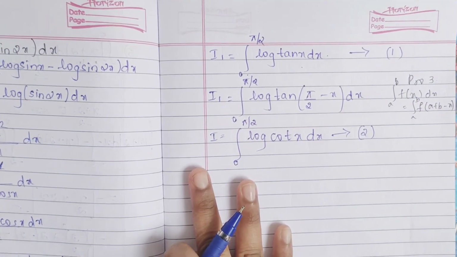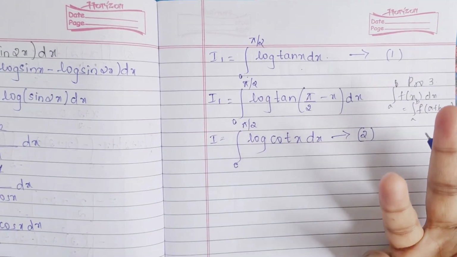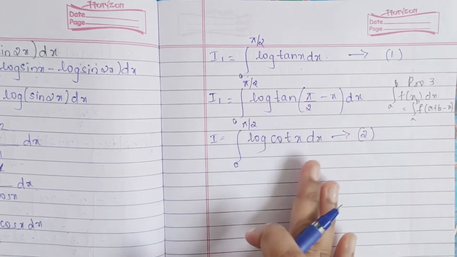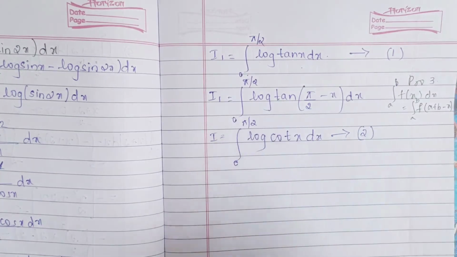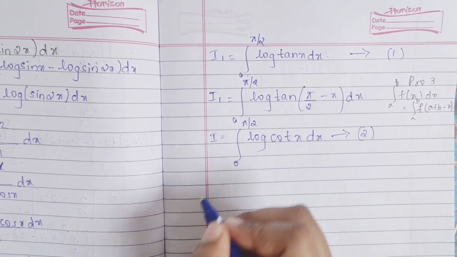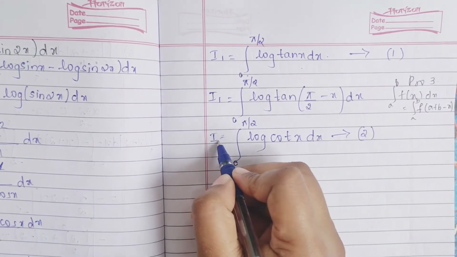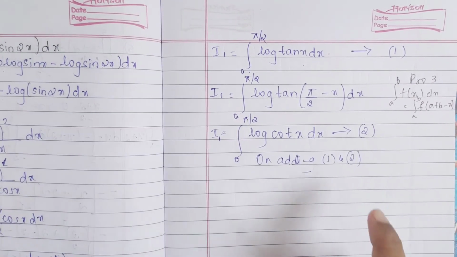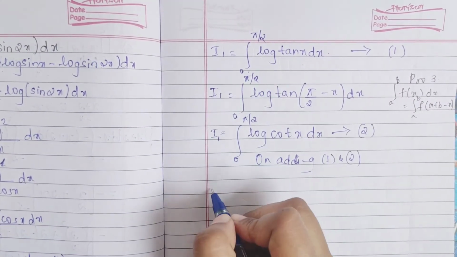It's not necessary that there should be a denominator. If a denominator is there, we cut it off. But even if there is no denominator, you should see whether adding both gives us any benefit or not. So adding equation 1 and 2, I1, what will you get?